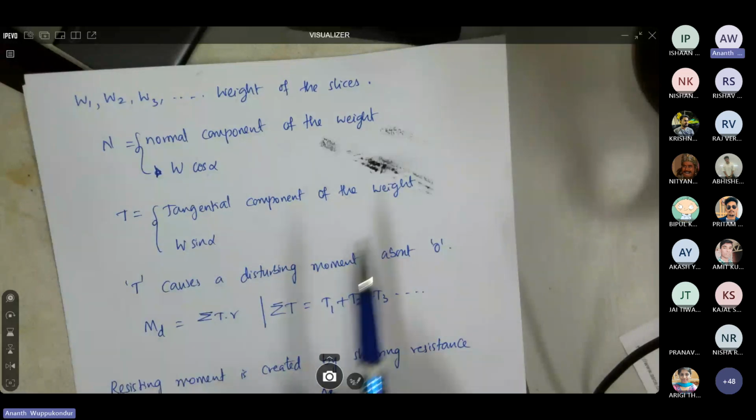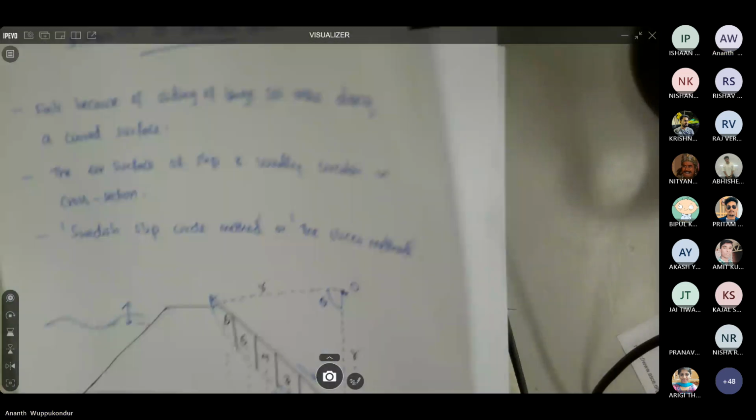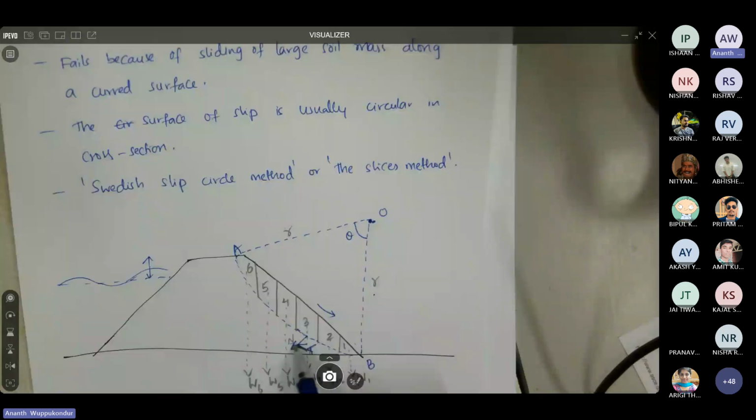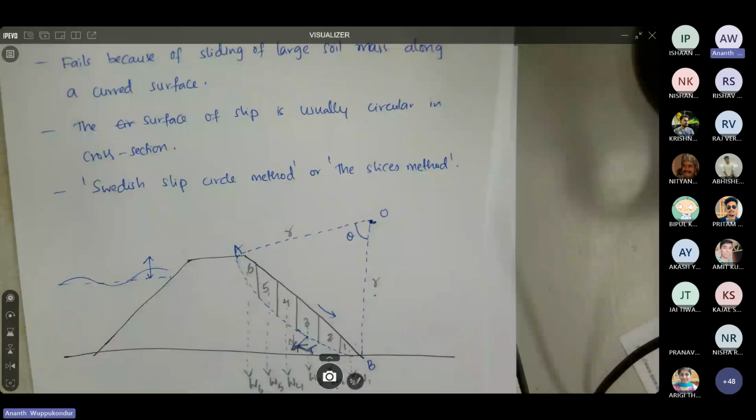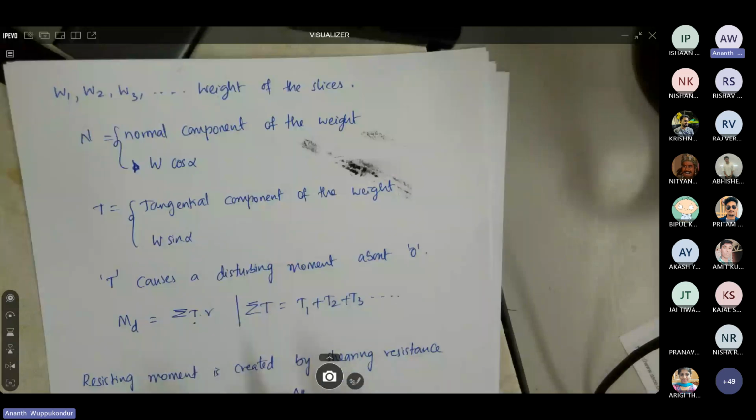Now, if you look at the diagram again, the normal force would be the resisting force, and the tangential force is the disturbing force. So the moment caused by this tangential force with respect to the center O is T times R. So T is the force and R is the distance from the center O. So the moment would be T times R.